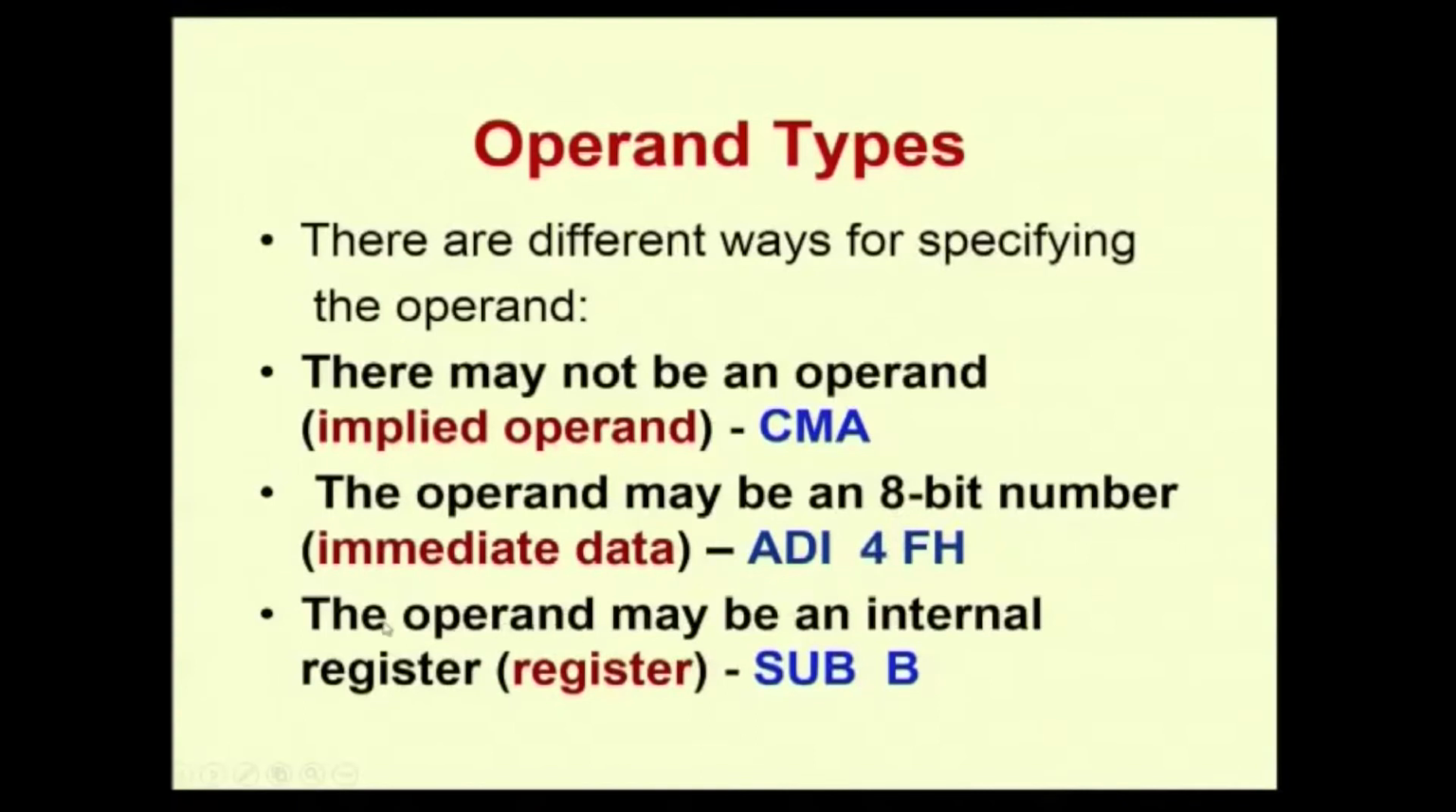Then the operand may also be the contents of a register. For example, you see here subtract. You have to do the subtraction operation. What to subtract? The contents of register B. So, in this case the register, an internal register of the 8085, is the operand.